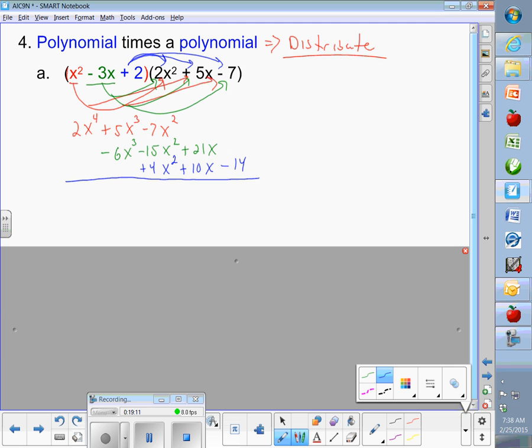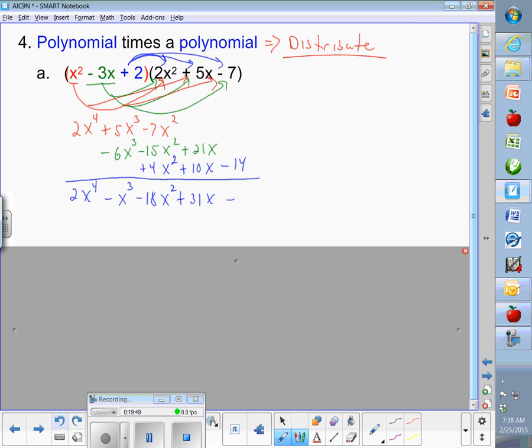Now, because we paid attention to detail and because we've lined things up while we did the distributing, adding the like terms is easy. Front term, 2x to the fourth. Next term, 5 positives and 6 negatives of them leaves you 1 negative of them. What are they? X cubes. Next one. Negative 7 and 15 more negatives of them is a negative 22 of them. A negative 22 and a positive 4 is a negative 18 of them. What are they? X squareds. Next one. 21 of them and 10 more of them is 31 of them. And then you have the negative 14.